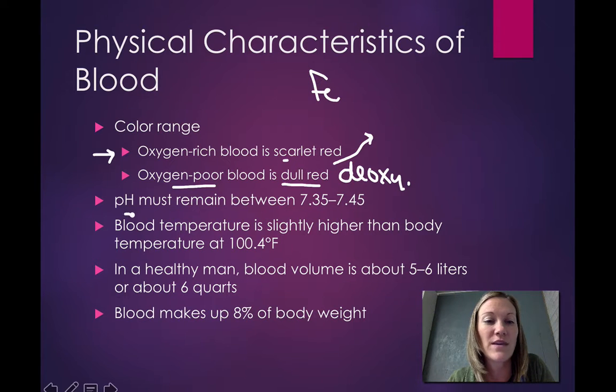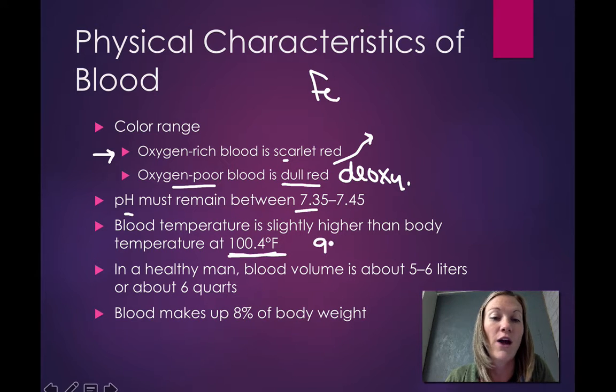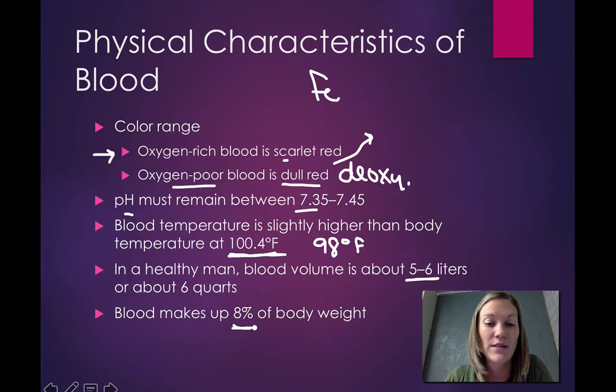The other thing is the pH must remain about 7.35 to 7.45. Blood temperature is actually higher than the rest of your body. It's 100.4 degrees, whereas your overall body temperature is about 98 degrees Fahrenheit. A healthy man's blood volume would be between 5 and 6 liters, or about 6 quarts. And blood makes up about 8% of the body weight.